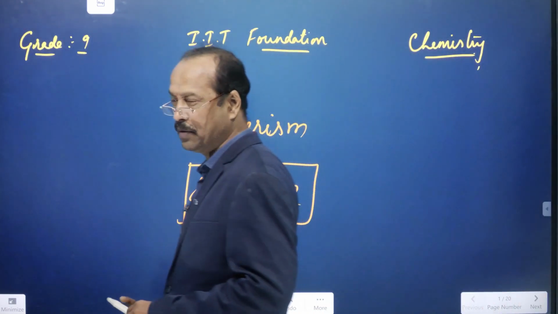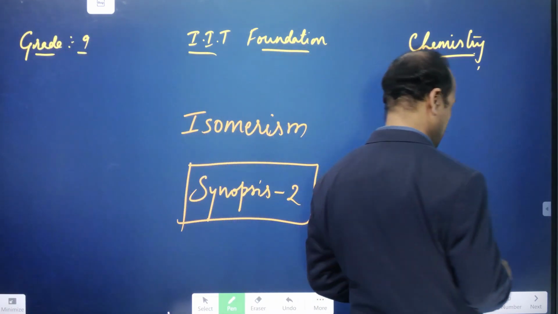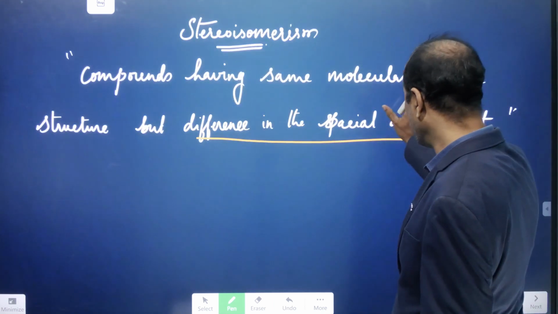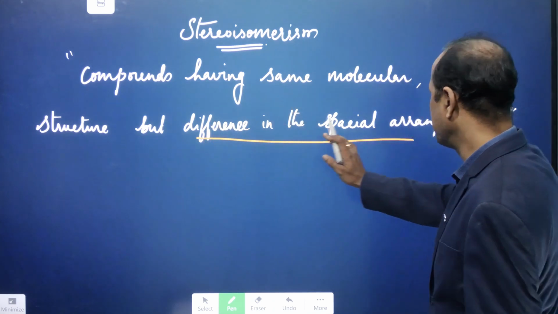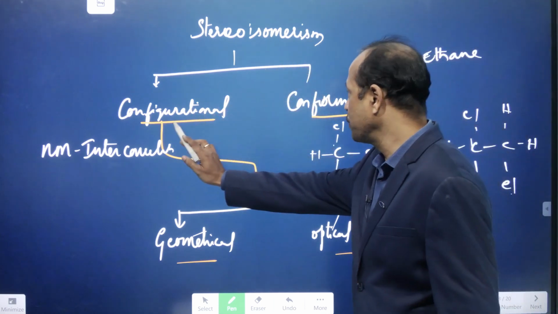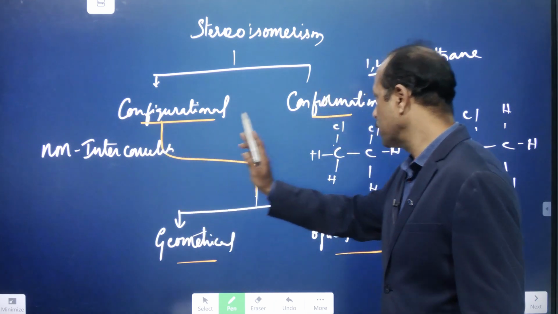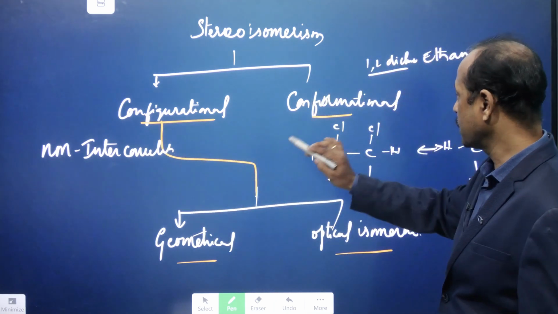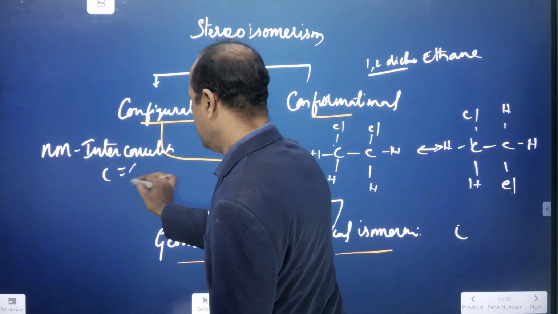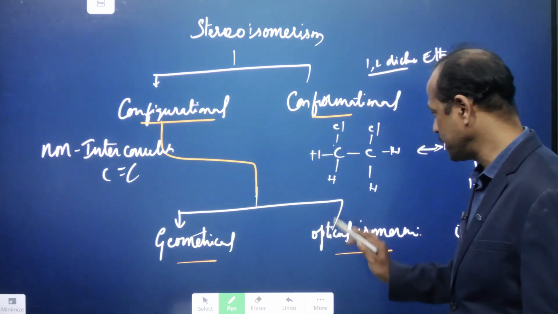Just for one minute, once again, I will briefly discuss this so that you can understand, and we revise. Stereoisomerism: compounds having the same molecular formula and same structure but differing in spatial arrangement are called stereoisomers. Stereoisomers are of two types, configurational and conformational. Configurational isomers are non-interconvertible, and conformational ones are interconvertible. Configurational isomerism is again classified into two types, geometrical and optical.